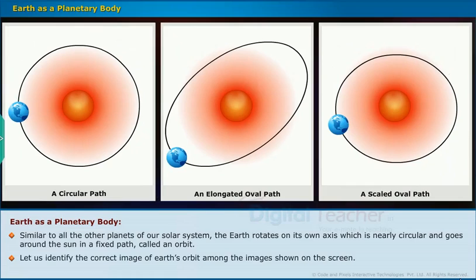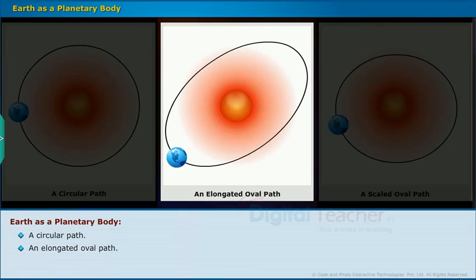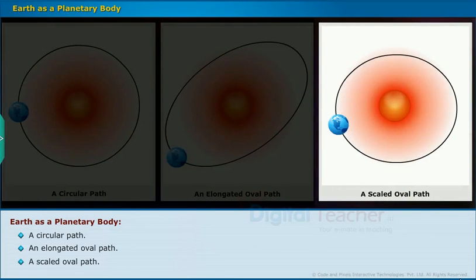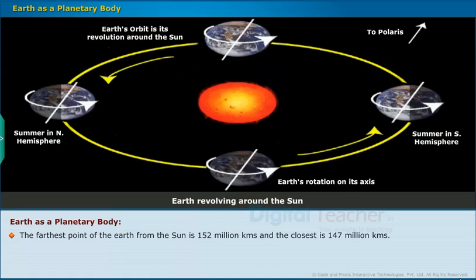Let us identify the correct image of Earth's orbit among the images shown on the screen. A circular path, an elongated oval path, a scaled oval path. The Earth's orbit is a scaled oval path as the Sun is at the center and 1.4 cm on one side and 1.5 cm on the other side. The farthest point of the Earth from the Sun is 152 million kilometers and the closest is 147 million kilometers.